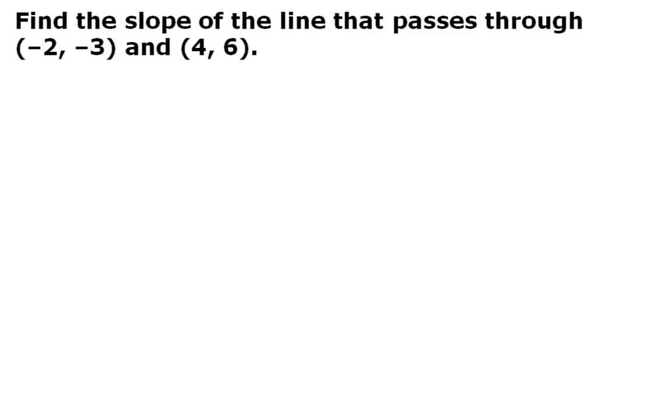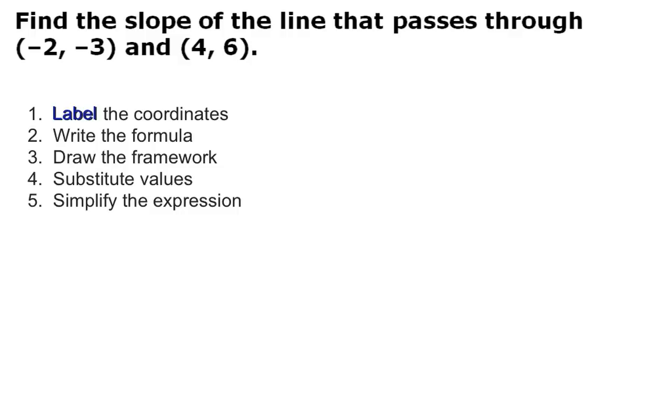So here's our example problem where we don't have a graph, we just have the ordered pairs, and we're trying to find the slope of the line that passes through those 2 points. There's a systematic process to follow this. It's kind of like what I explained for solving a distance formula problem with these steps. First we will label the coordinates. By labeling the coordinates, what I mean is we're going to write in x1, y1 for the first ordered pair.